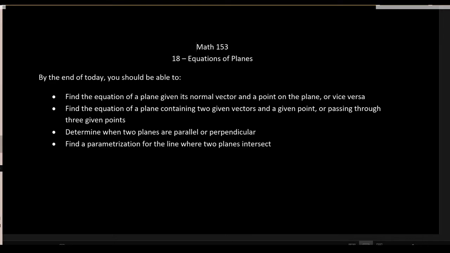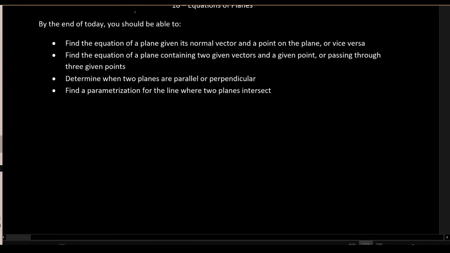By the end of today, we should be able to find the equation of a plane given a couple of different sets of information. We should be able to determine whether two planes are parallel to each other or if they intersect at a right angle. And we should be able to get some information in here related to what we covered yesterday and find a parameterization for the line that is formed when two planes intersect each other.